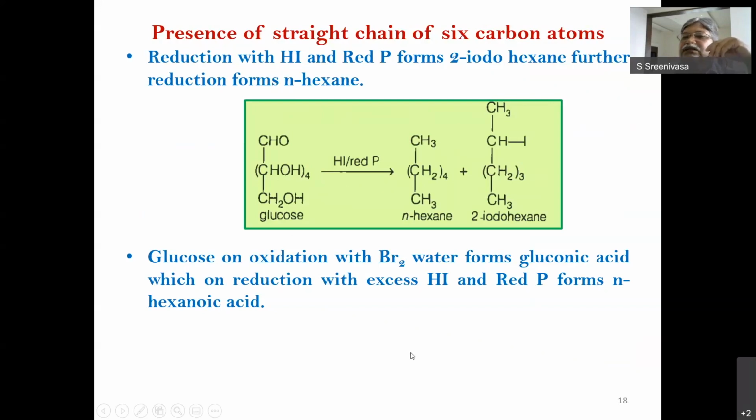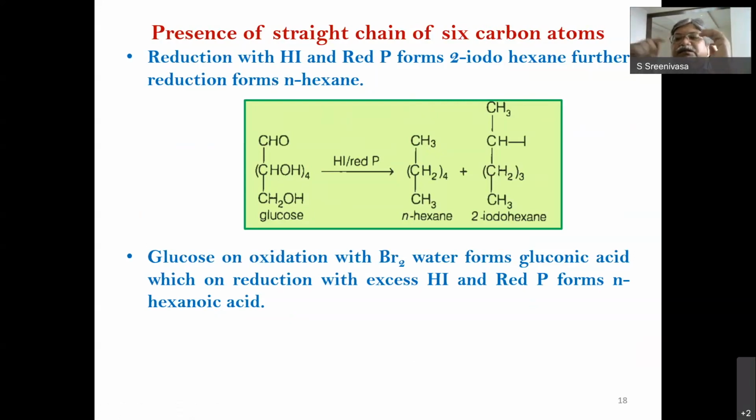A normal hexane is obtained. So normal hexane is CH3, CH2, CH2, CH2, CH2, CH3. That is, n-hexane is obtained, and 2-iodohexane is also there. N-hexane clearly indicates that glucose is a straight-chain molecule containing 6 carbon atoms.